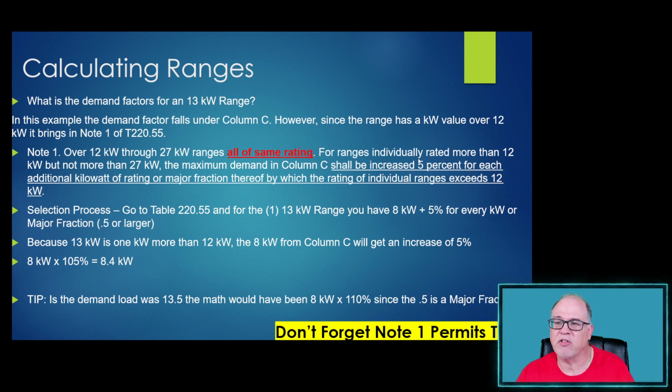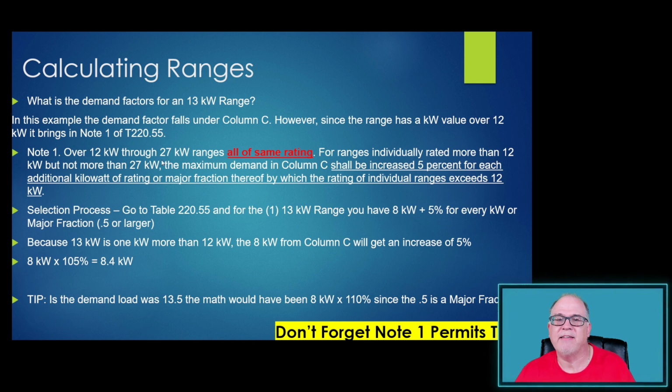It says for ranges individually rated more than 12 kW, but not more than 27, the maximum demand in column C, okay, and column C is the demand, mind you. The exercise that we're going to do here is using the value that's over 12 to come up with a percentage that we're going to multiply by the maximum demand in column C, and then we're going to make sure we add it to it. Sounds confusing, doesn't it? Don't worry, it's not.